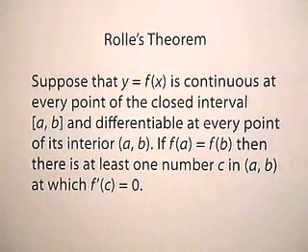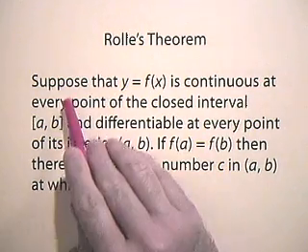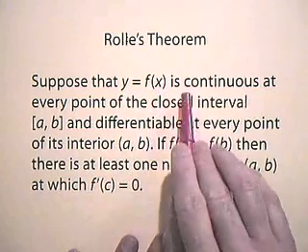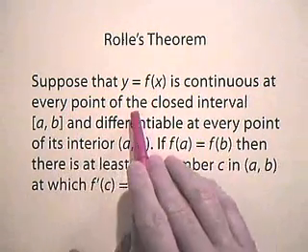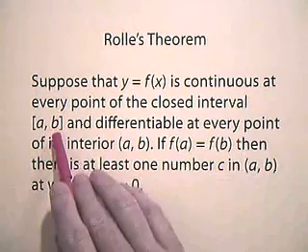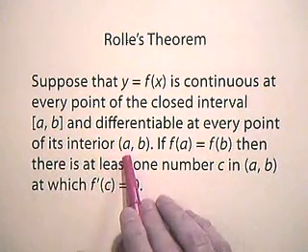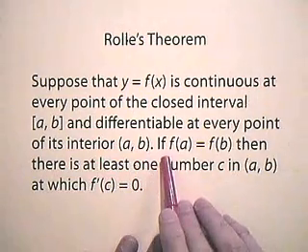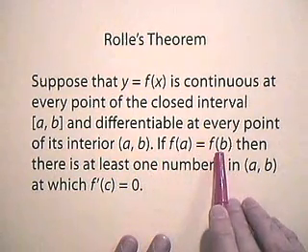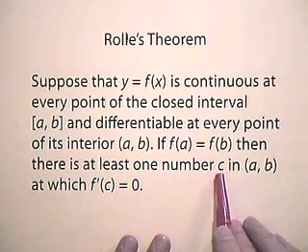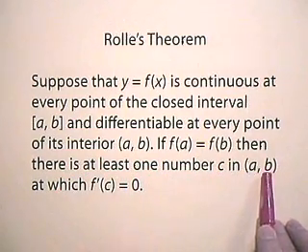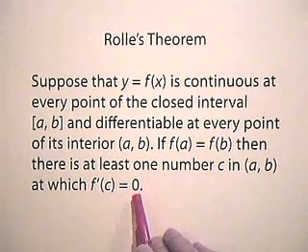Let's look at it. In order to begin, we consider a special case of the mean value theorem, which is known as Rolle's theorem. Suppose that y equals f of x is continuous at every point of the closed interval [a, b] and differentiable at every point of its interior, the open interval (a, b). If f of a equals f of b, then there is at least one number c in the open interval (a, b) at which f prime of c equals 0.